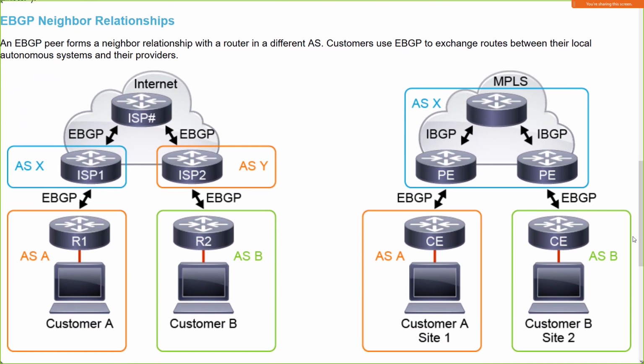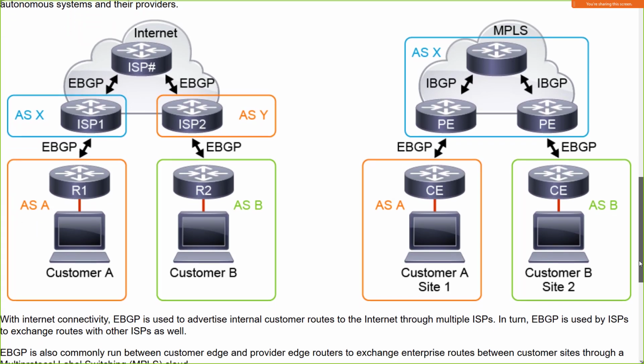An eBGP pairing relationship literally is any two routers or BGP speakers that have different ASs that are peering with each other. So, for example, on the left diagram, ASX and ASY would be eBGP peers. AS A talking to ASX would be eBGP, but on the right, everybody talking to themselves would be considered an iBGP pairing relationship.